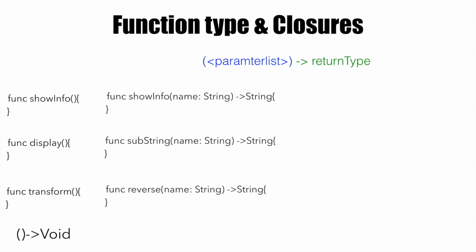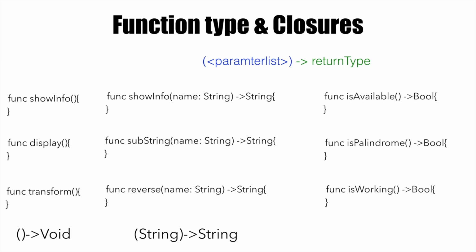In the same way, in this case, all of these functions have different names, but one common feature among all of these is they take a string as the argument and return a string. And in the same way, you could have another set of functions. In this case, they don't take any parameter, but the return type is bool. So this is what a function type is. A parameter list combined with the return type of a function is called function type.